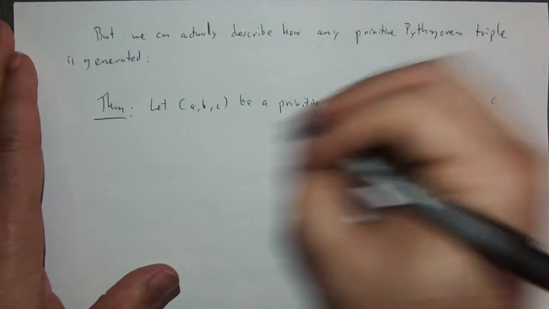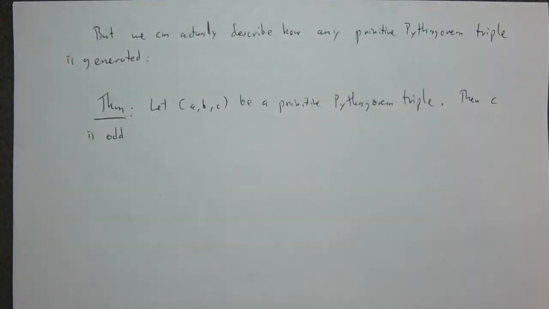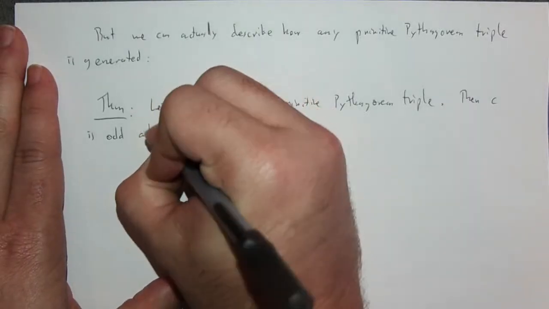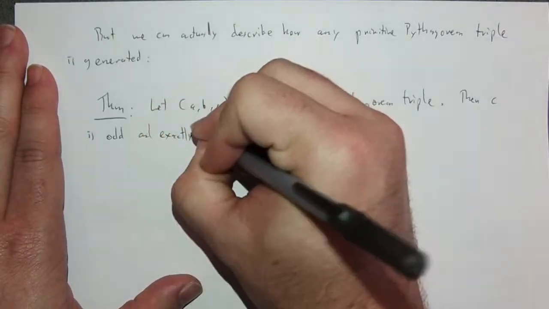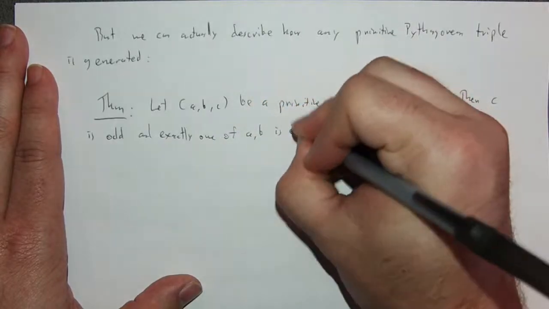Then C is odd. Note that this statement does not have to be true if it's not a primitive Pythagorean triple. You can quickly come up with an example: just take a Pythagorean triple and scale it. So this does not have to be the case at all if you don't have a primitive Pythagorean triple. But in this case, C is odd, and exactly one of A and B is even.